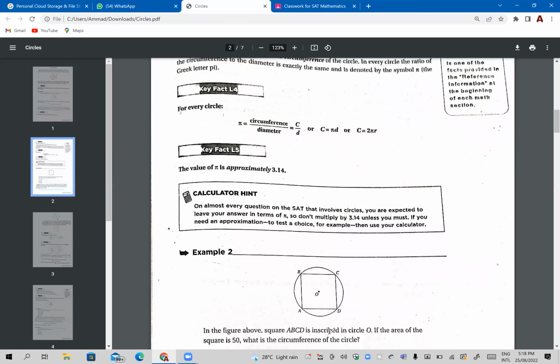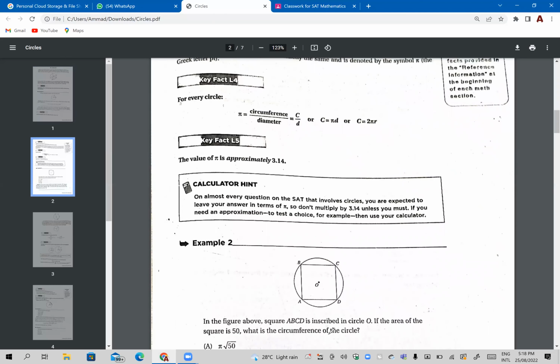Okay, for every circle, let's look at this formula now. Pi is circumference over diameter. Circumference is pi times diameter. And circumference is 2 pi r, 2 pi times the radius of a circle.